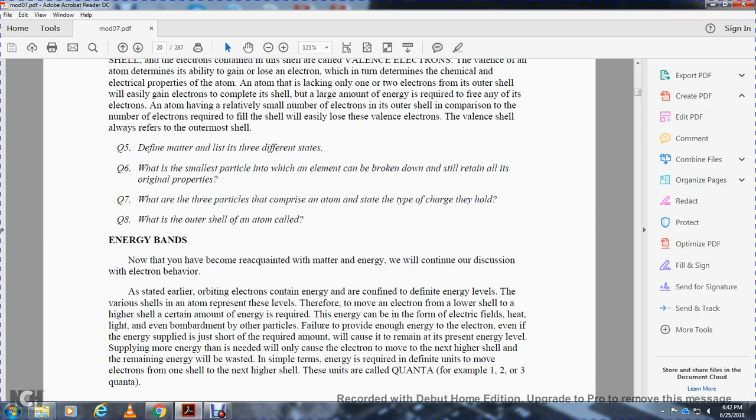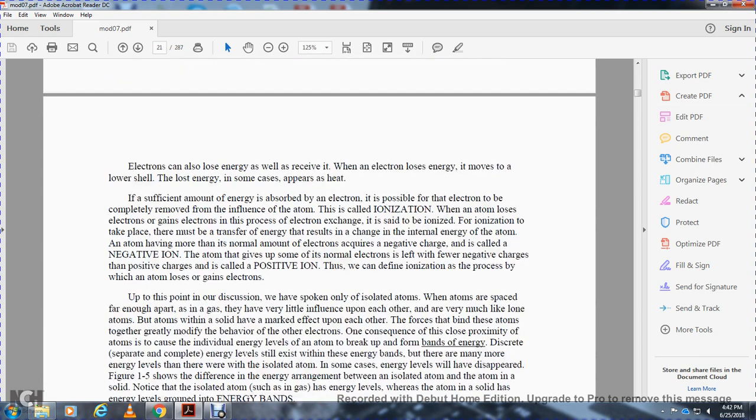The units are called quanta, for example, 1, 2, or 3 quanta. Electrons can also lose energy. When an electron loses energy, it moves to a lower shell.